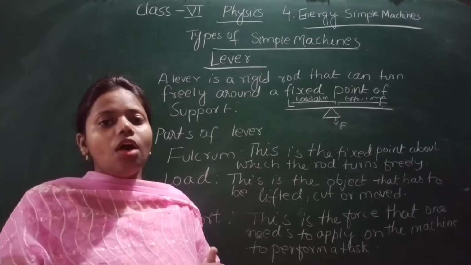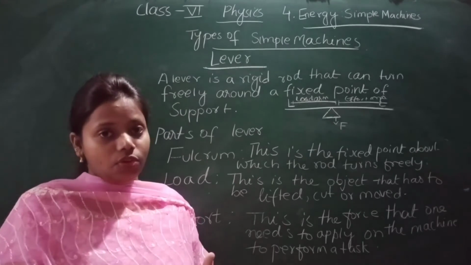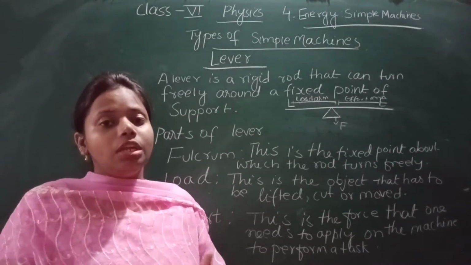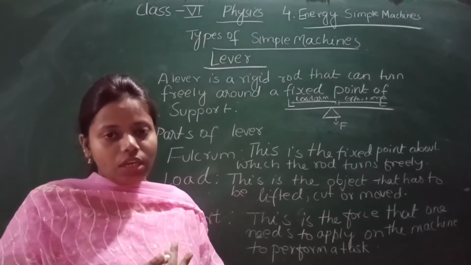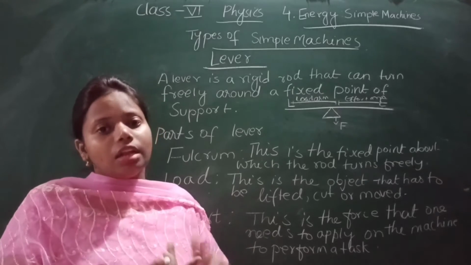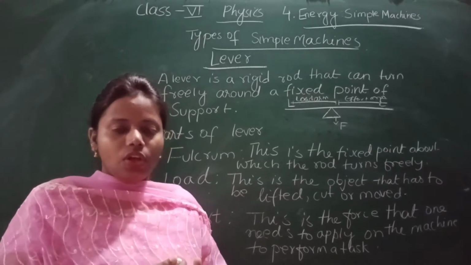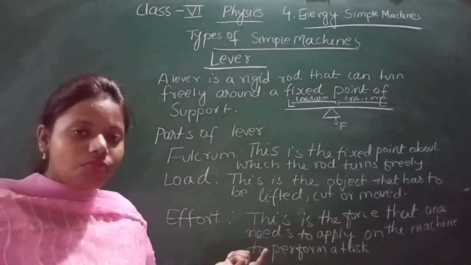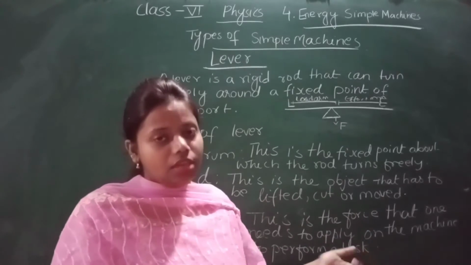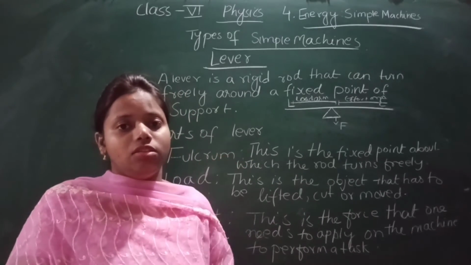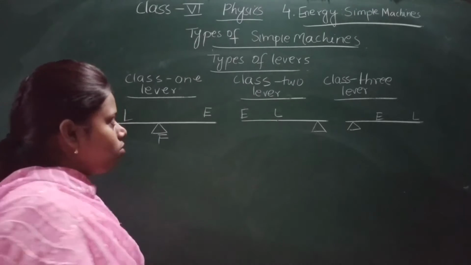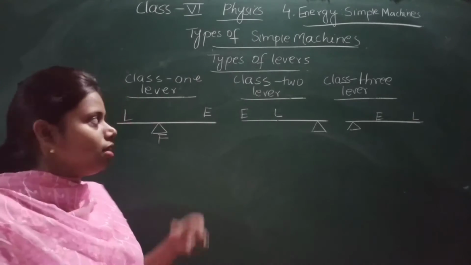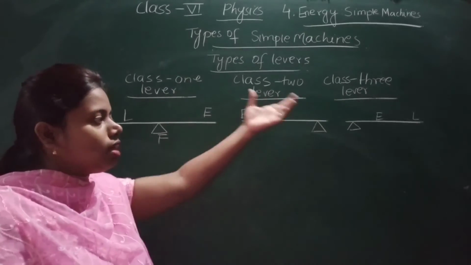Now let us learn the types of lever. How many types of lever are there? I said 3 types of lever are there: class 1 lever, or first class lever, class 2 and class 3 lever. Now we are going to see the types of lever and their examples, and it is very interesting and very easy also. So let us see that.